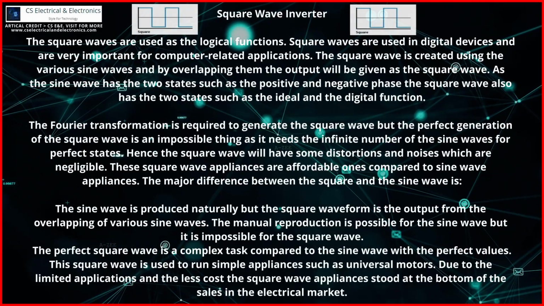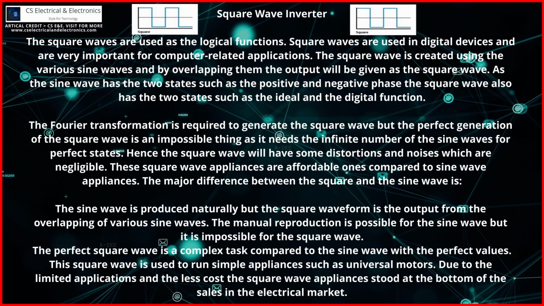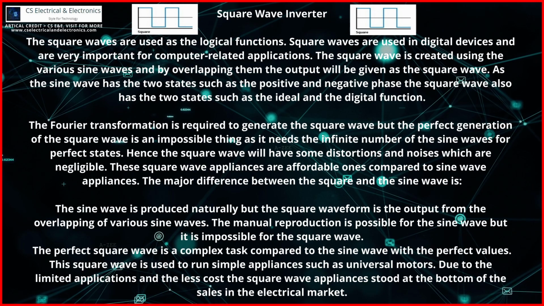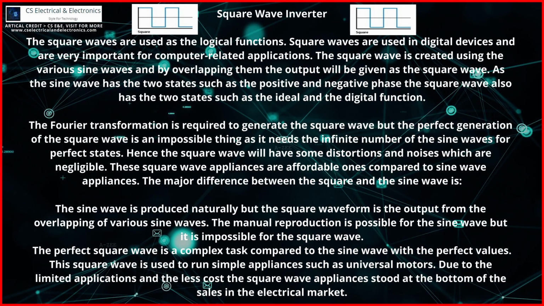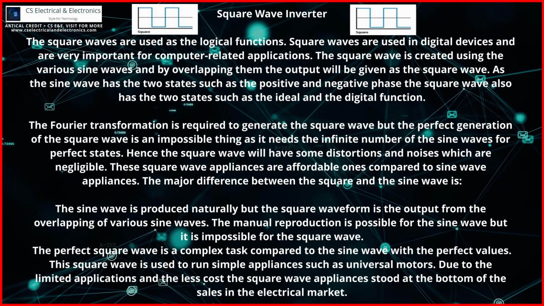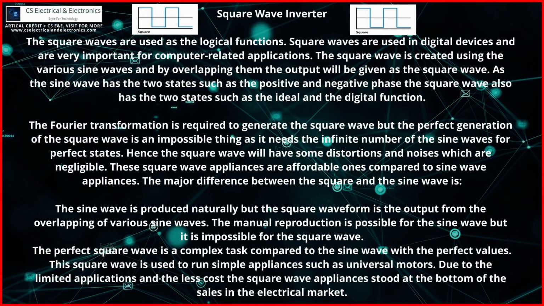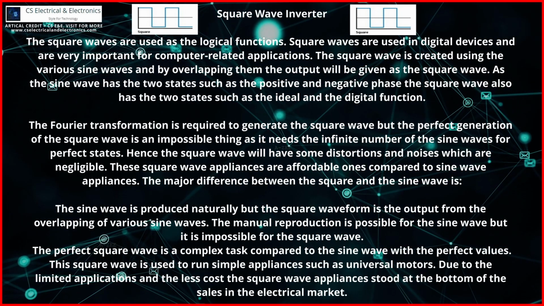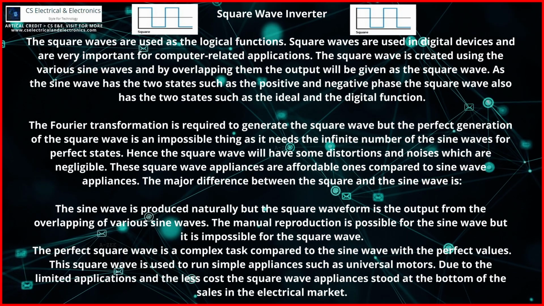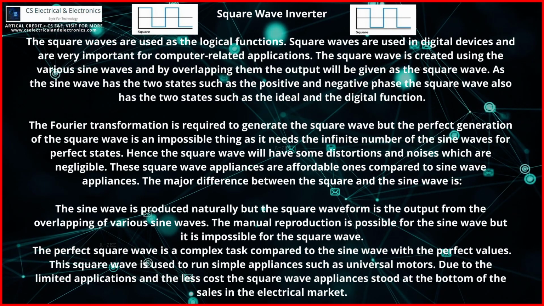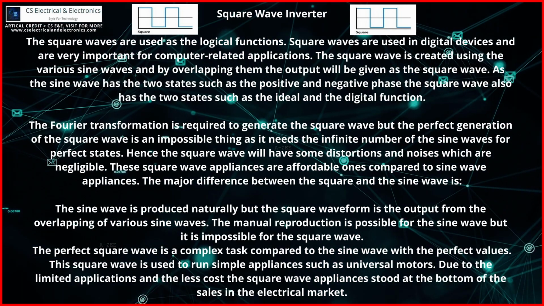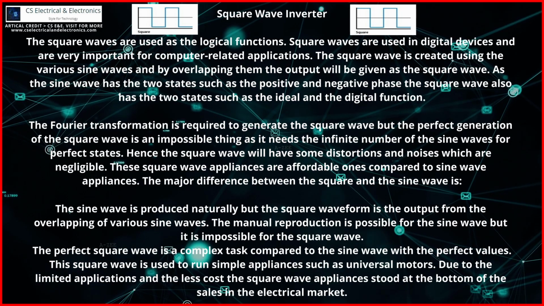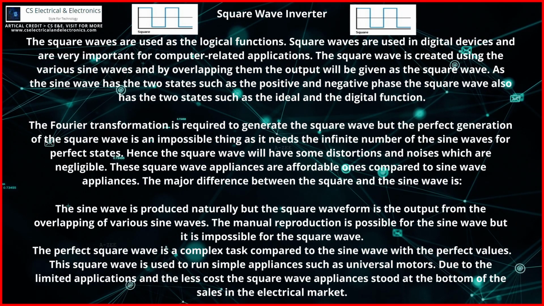Square wave inverter. Square waves are used as logical functions. Square waves are used in digital devices and are very important for computer-related applications. The square wave is created using various sine waves, and by overlapping them the output will be given as the square wave. As the sine wave has two states, the positive and negative phase, the square wave also has two states, as in the ideal digital function. The Fourier transformation is required to generate the square wave, but the perfect generation of the square wave is impossible, as it needs an infinite number of sine waves for perfect states. Hence, the square wave will have some distortions and noises which are negligible.